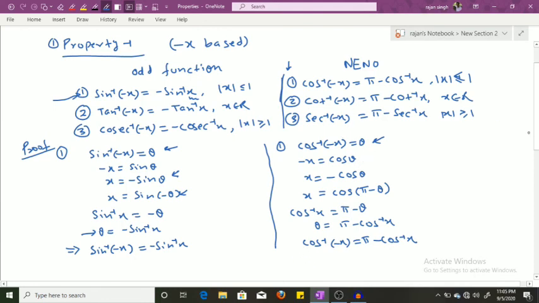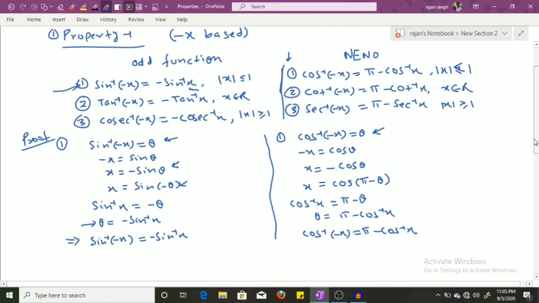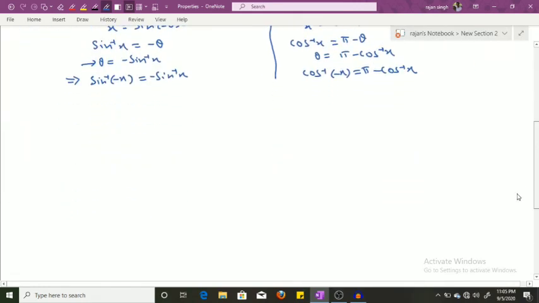This was property number 1, a very basic and easy property. The remaining proofs can also be done by the same thing, there was nothing extra. But we are not doing them, both are basically the same. So we will go to the next property, property number 2. So what is property number 2?